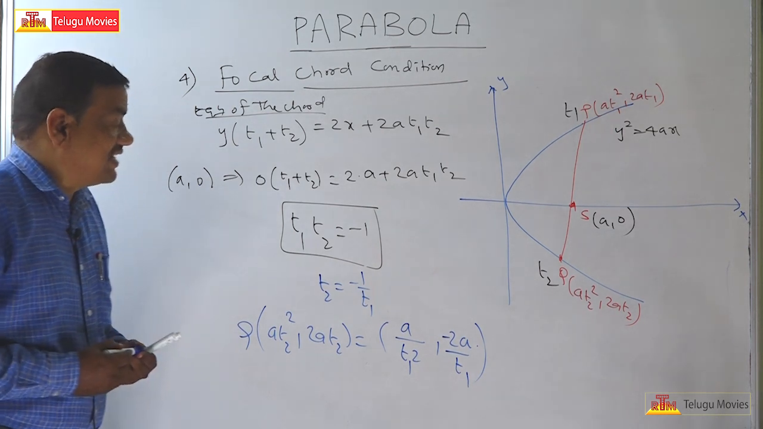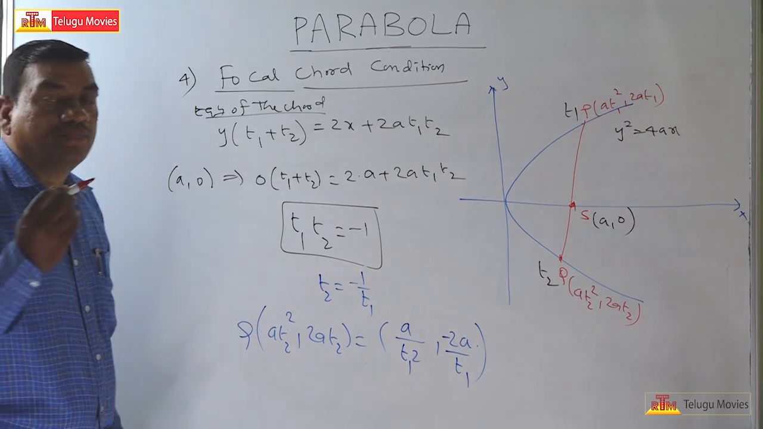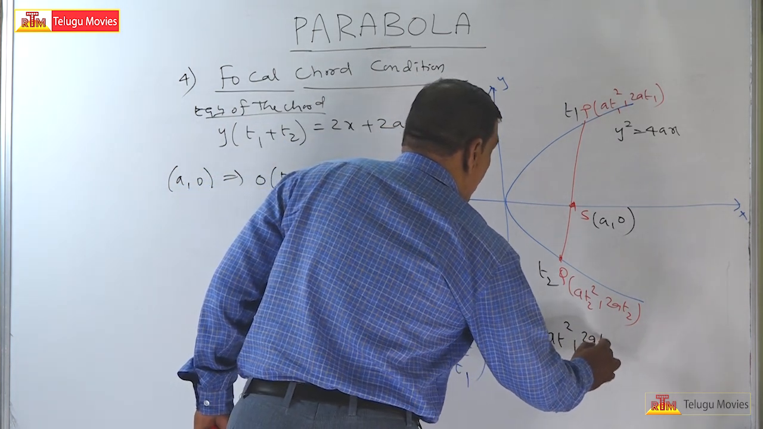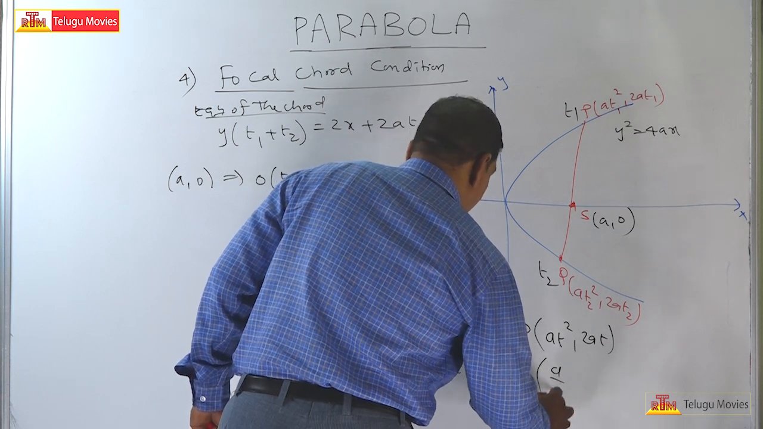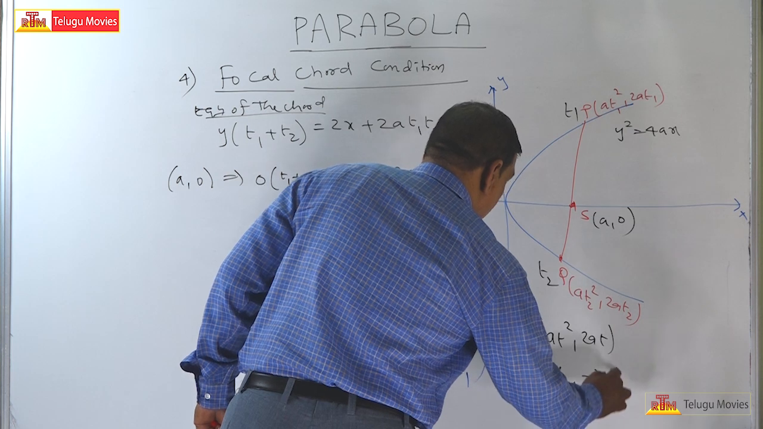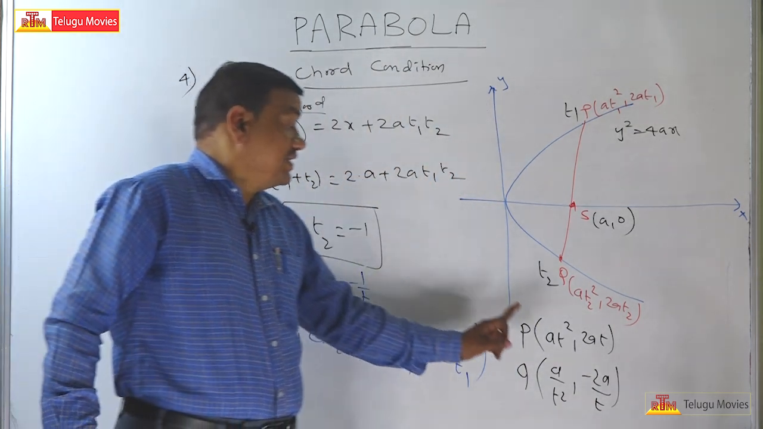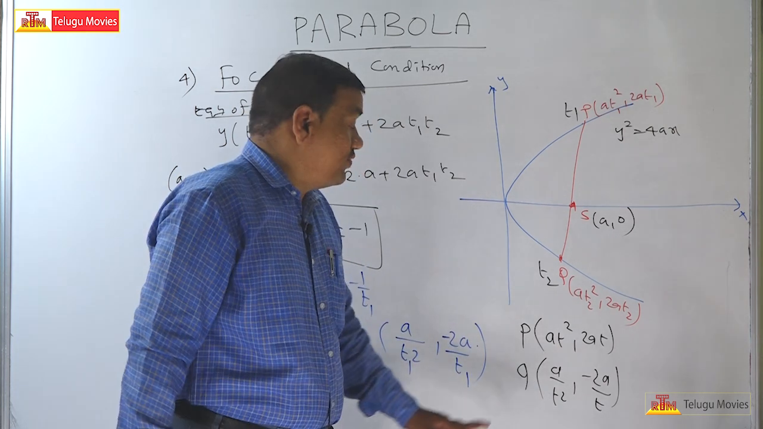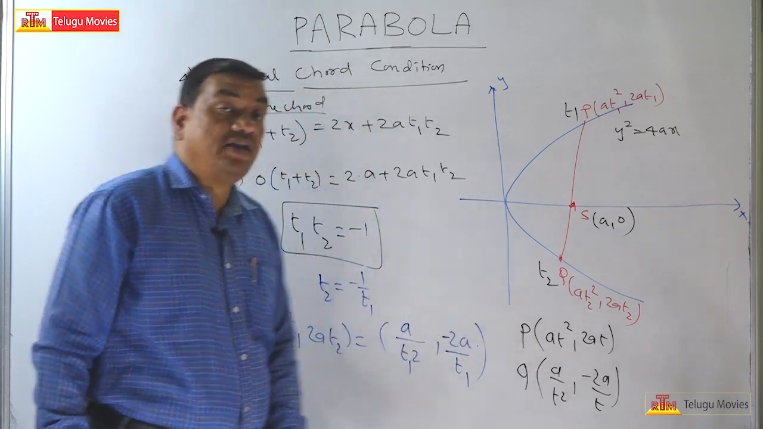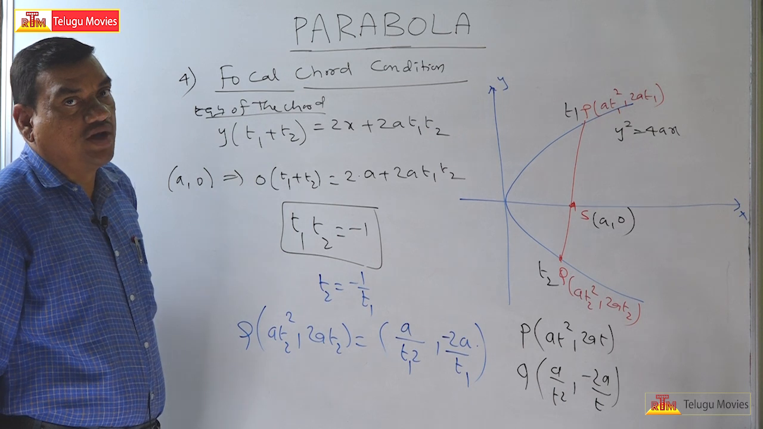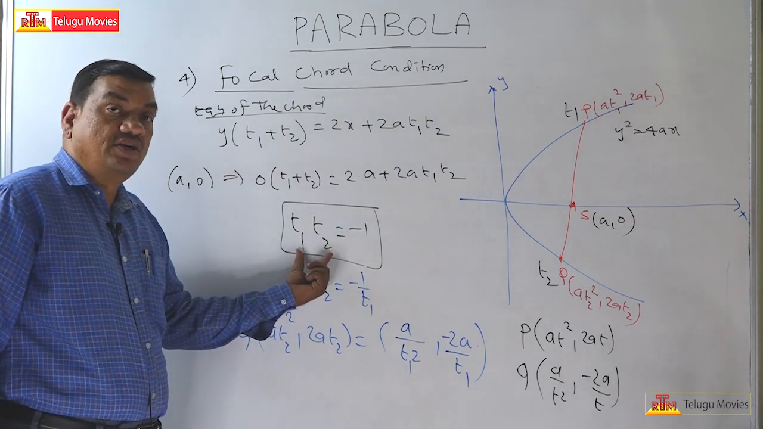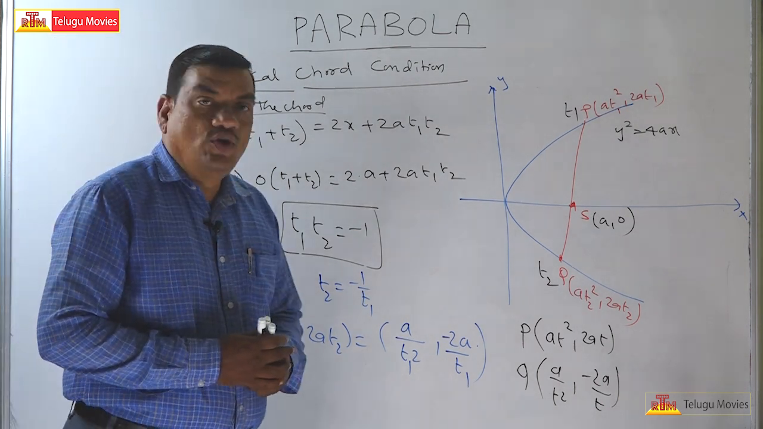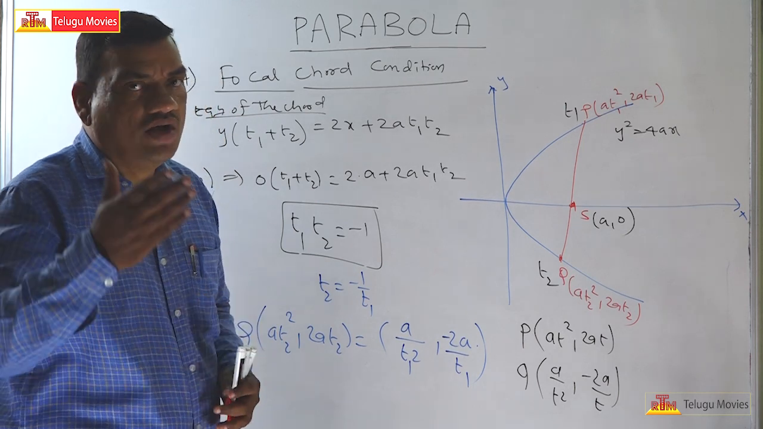That's all. So we can generalize this. For a focal chord, if your point P is (at square, 2at), then the other end is (a by t square, minus 2a by t). If P is one end of the focal chord (at square, 2at), the other end of the focal chord is (a by t square, minus 2a by t). This is the proof for this. Particularly, you have to remember this: t1 into t2 is equal to minus 1. So very nice concept. I hope that you understand this concept. So let us go for the next concept.